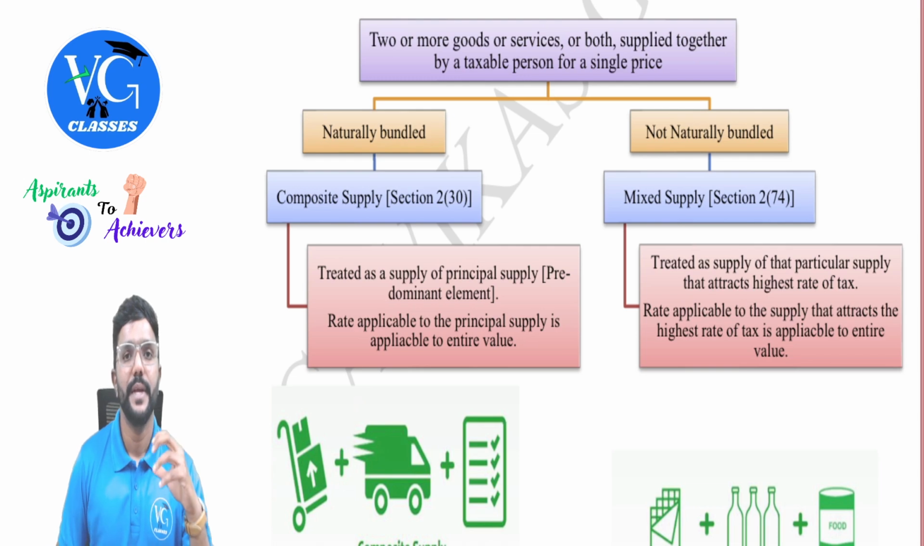Okay. Then if food is provided to a patient who is admitted in a hospital, again, it is a composite supply, guys.